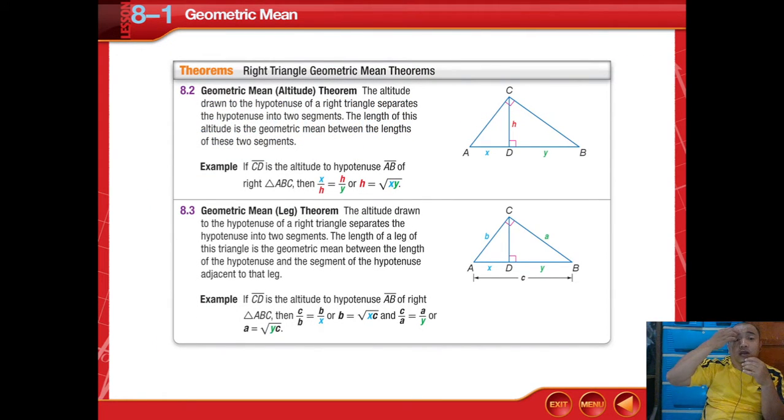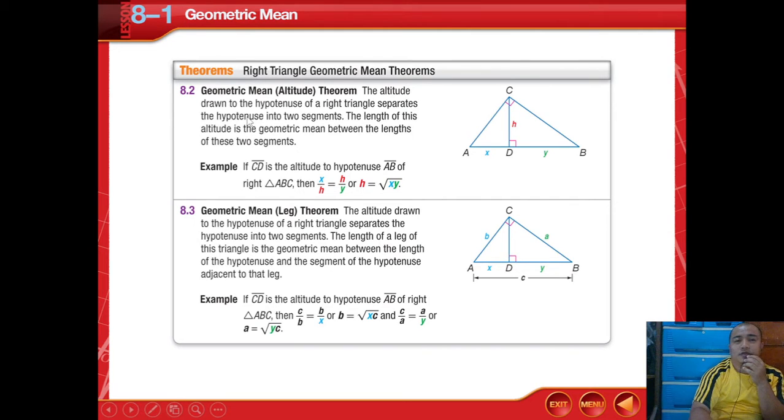Right triangle geometric mean theorems. Geometric mean theorem: the altitude drawn to the hypotenuse of a right triangle separates the hypotenuse into 2 segments. The length of this altitude is the geometric mean between the lengths of these 2 segments. Example: if CD is the altitude to the hypotenuse AB of right triangle ABC, then x over h is equal to h over y, or in short, h is equal to the square root of xy.